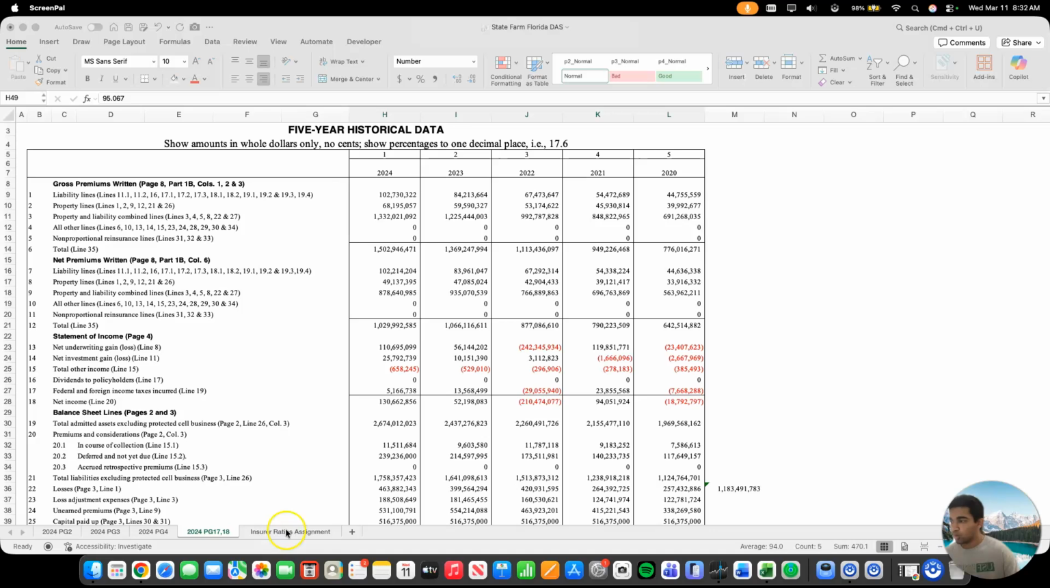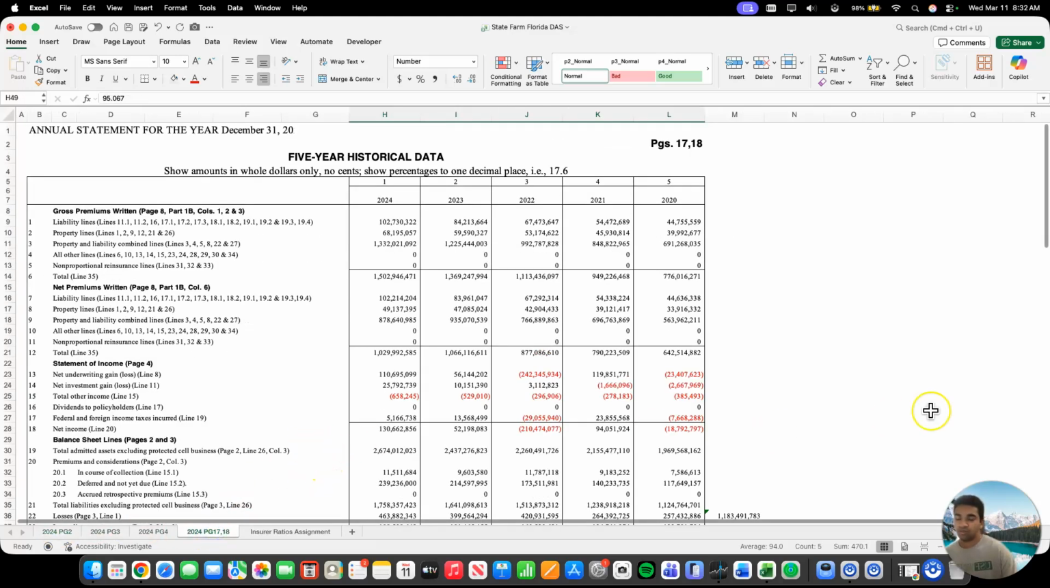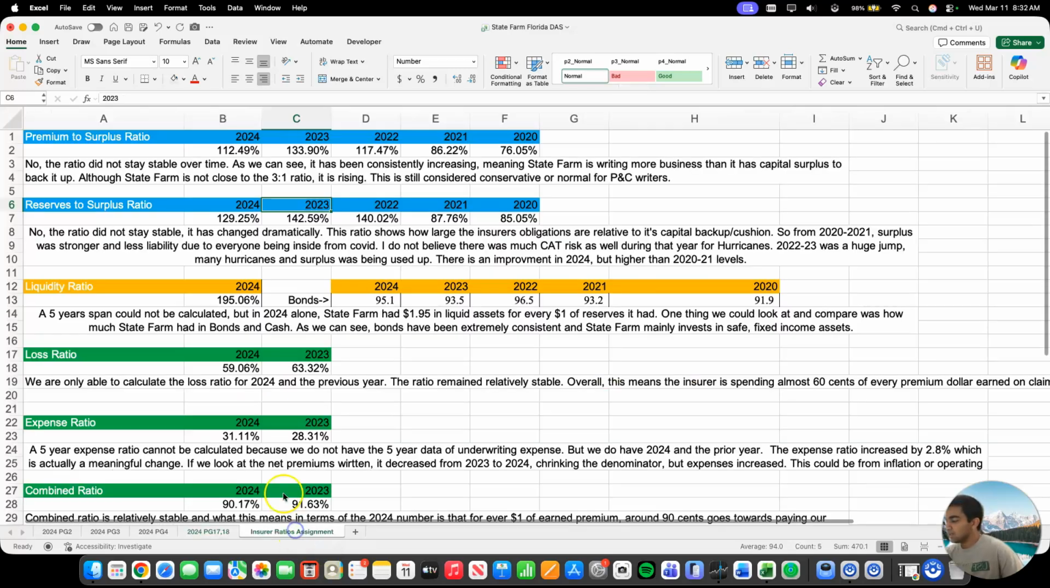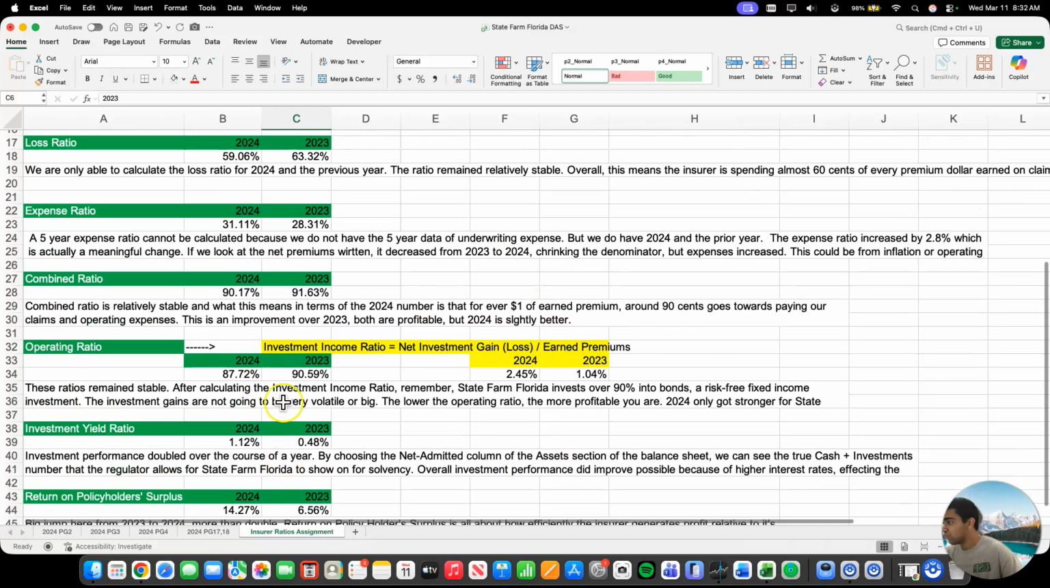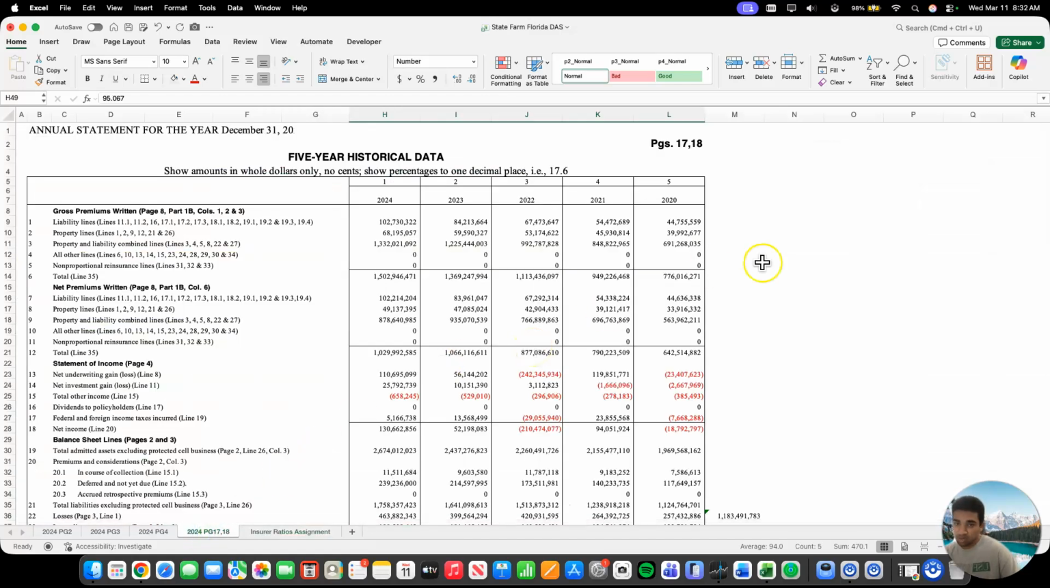RMI 4292. We're going to be doing the insurance ratio assignment, and as you can see here, I have opened the State Farm Florida balance sheet, income statement, 5-year historical data. I was getting some comments saying it's a little confusing, so I'm just going to show you right here. It's a whole bunch of jumbled answers, but we have about 9 ratios that we need to figure out. So why don't we just get started with it now?